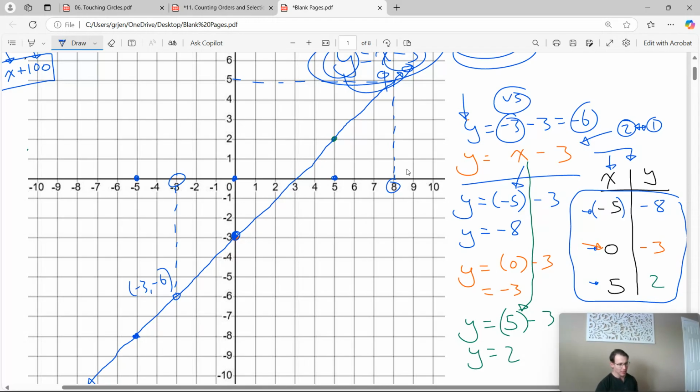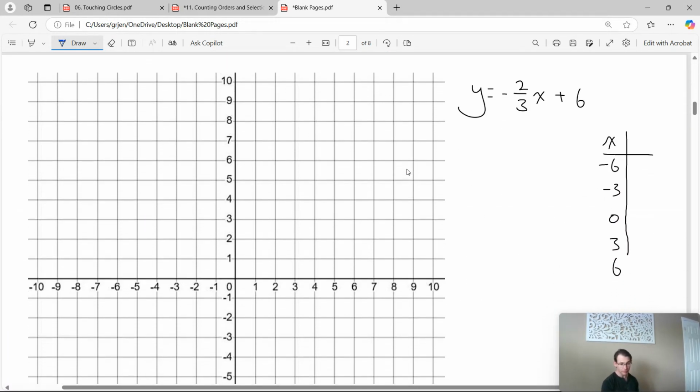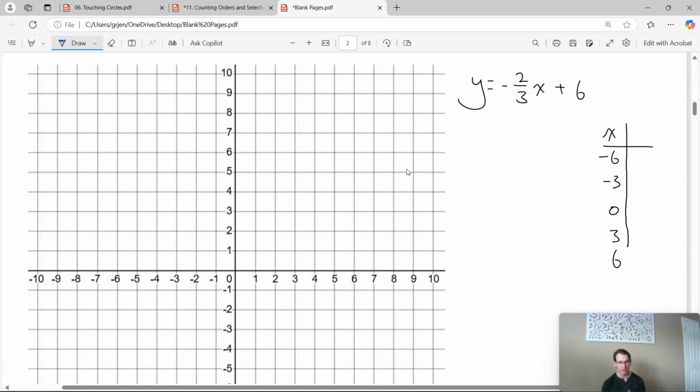And then the gradient is 1, okay, 1x. So we go over 1 and up 1, over 1 and up 1, over 1 and up 1. 1 can be written as 1 over 1, and that's telling me the rise over the run. If I run 1 in the x direction, I better rise 1 in the y direction. Run 1, rise 1. Or indeed, run 5, rise 5. It's a proportionality of rise and run that would give me the next point. So let's look at a more complex example. y is equal to -2/3 x plus 6.